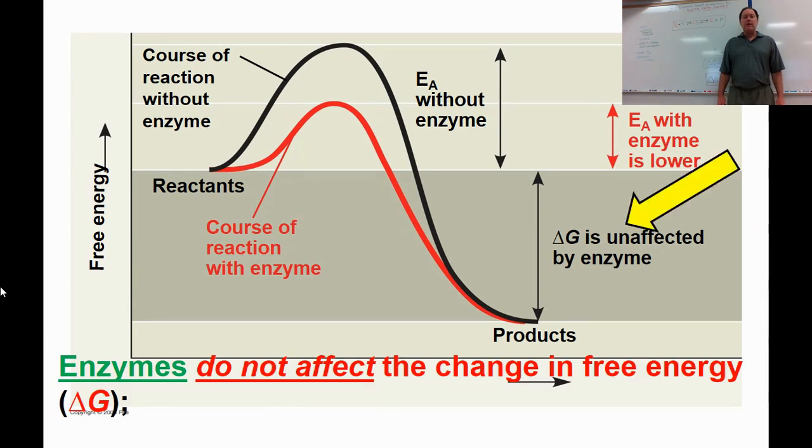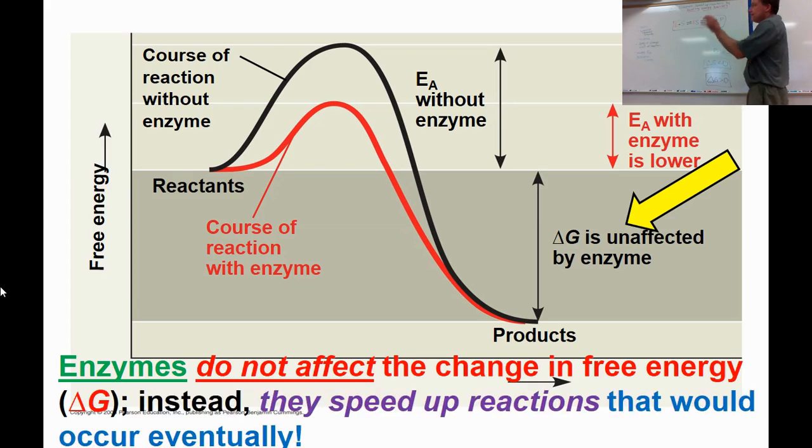Well, there's a couple other things that I want you to notice here. If you look way over to the bottom right, you can see that the delta G is unaffected by the enzyme. What that means is, remember what delta G is. It's what has happened with respect to free energy over the course of a reaction. So if this reaction occurs over time, let's imagine that it's time on the x-axis here going from left to right. We have the reactants, we have the products.